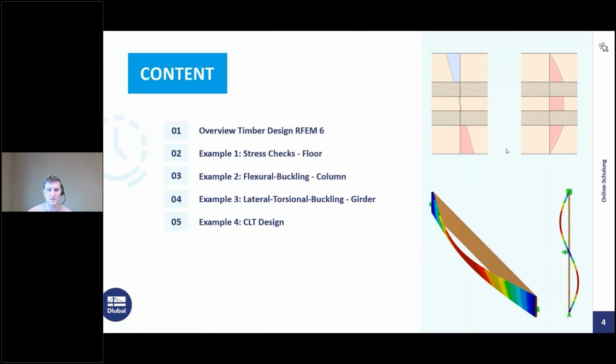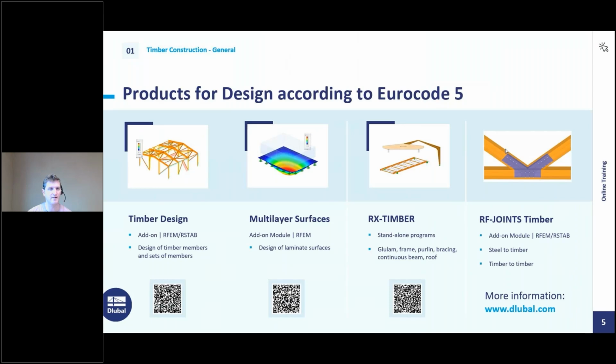Okay, so let's go to this first slide here. When we talk about timber design, we have this add-on called Timber Design, which is for designing of members and surfaces. When we talk about CLT, you additionally need this add-on, Multi-Layer Surfaces, which creates the stiffness of the CLT. So in case you want to design CLT surfaces, walls, slabs, and so on, you need those add-ons.